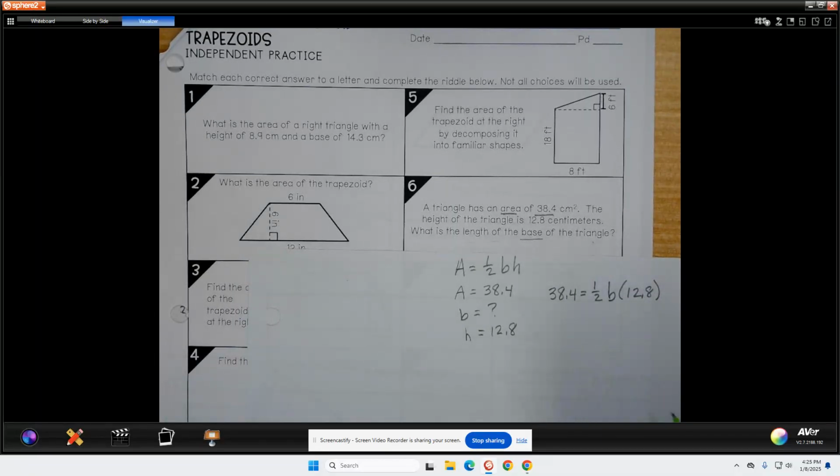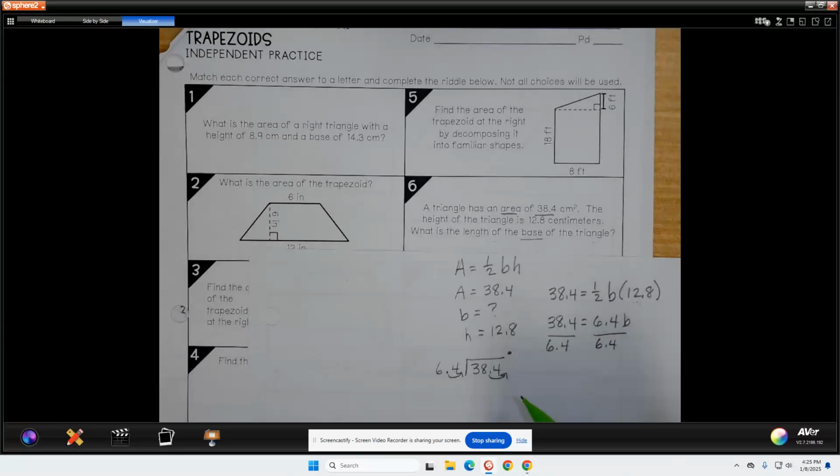Okay? Let's simplify. Area stayed the same. 1/2 of 12.8 is 6.4, and B. I want B by itself, so that was multiplication. I'm going to divide by 6.4 on both sides. 38.4 divided by 6.4. Again, cannot have a decimal in the divisor, so move it over 1. That means I have to move this over 1.